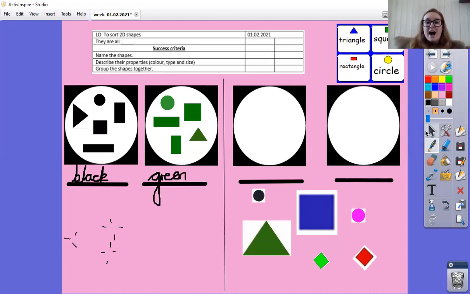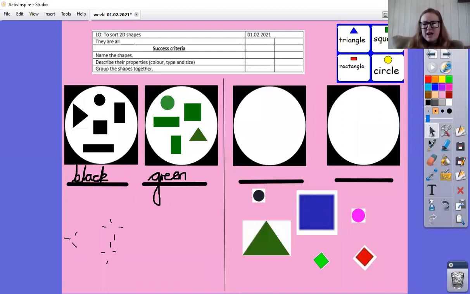Fantastic. Okay. I want you now to pause your screen and have a go at sorting these shapes into 2 groups. And how could you sort these different shapes? And then come back when you are done. Fantastic. Okay, fantastic. Year 1, let's have a look at this together.